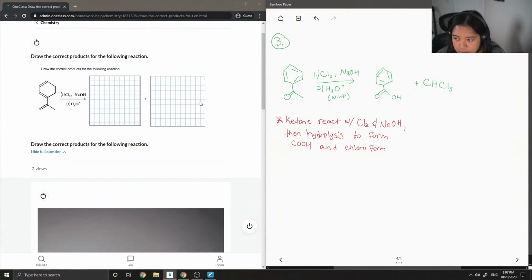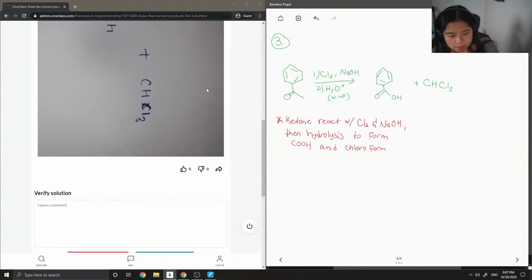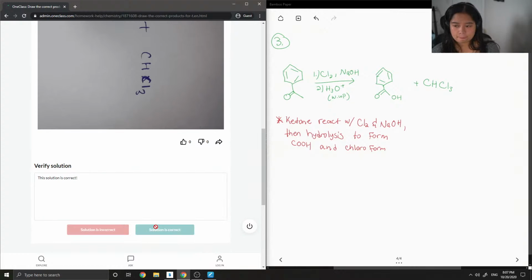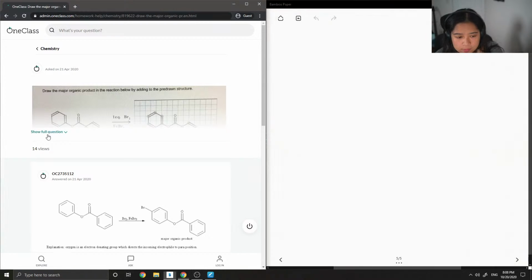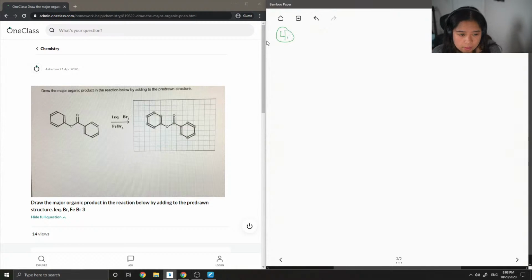Okay, so let's look at the answer from our junior tutor. They got the same thing. So this solution is correct. And we can move on to question number 4. It's a lot of organic today. Draw the major organic product in the reaction below by adding to the pre-drawn structure. So let's see.